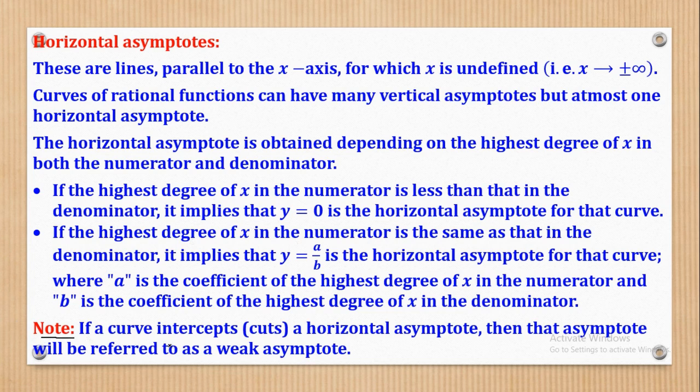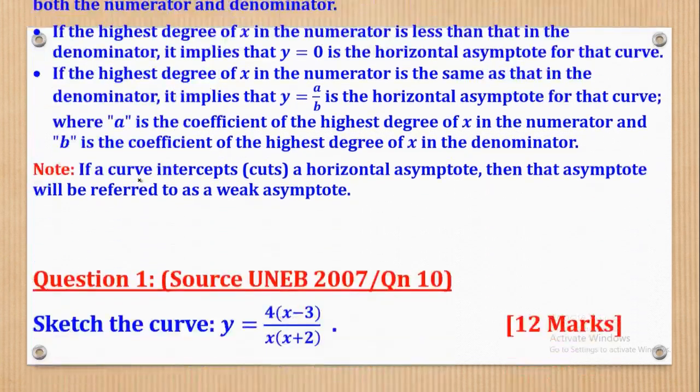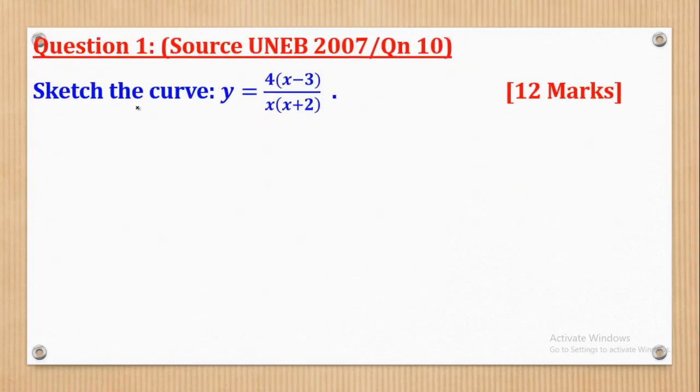There's something we need to note: if a curve intercepts a horizontal asymptote, then that asymptote will be referred to as a weak asymptote. Previously we saw that the curve only gets nearer and nearer to the asymptote but never touches. But remember, I told you that there is a special case whereby the curve can cut that horizontal asymptote. And in that case, that horizontal asymptote will be referred to as a weak asymptote. So with that knowledge, let's go through these questions.